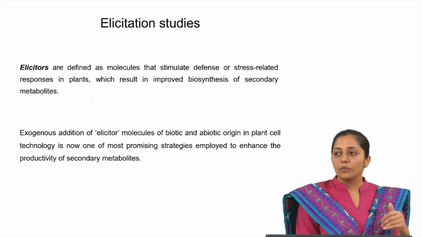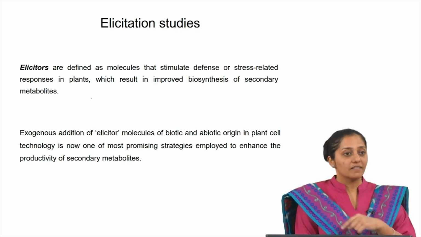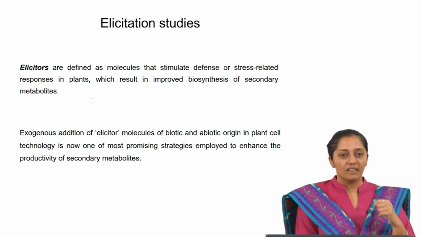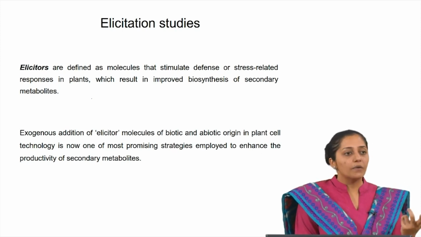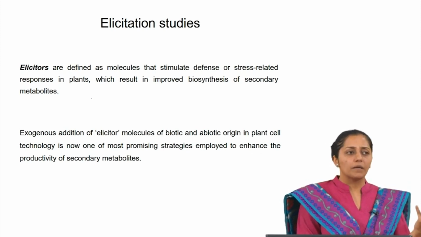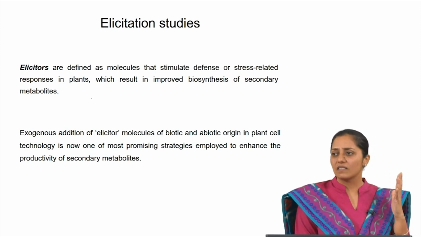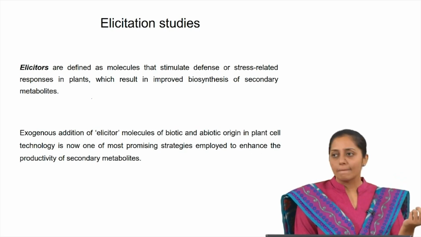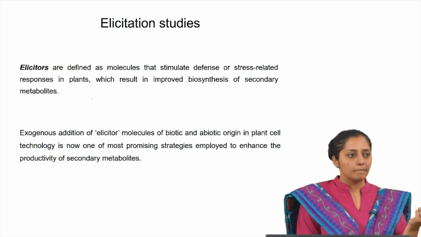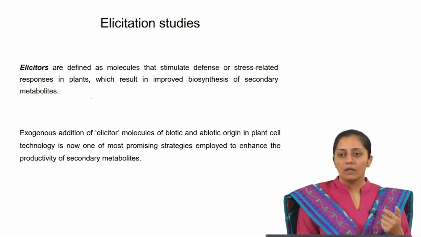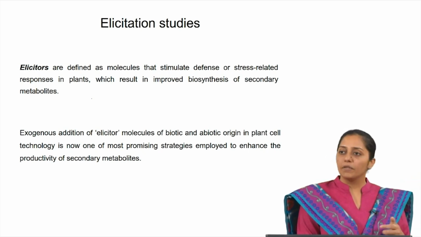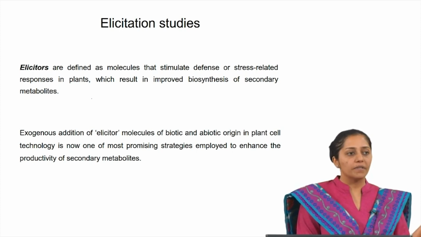So, elicitor would be which can induce the participation of calcium signaling. So, abiotic elicitors, what can be? These are all stress enhancers. Temperature. Okay. Salts, heavy metals. Then biotic elicitors can be fungal components, their cell wall components, chitin.